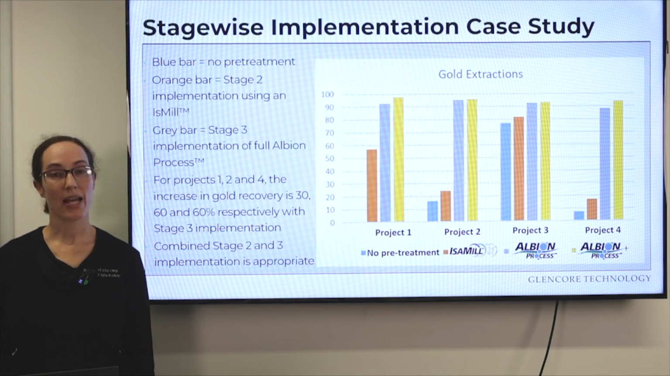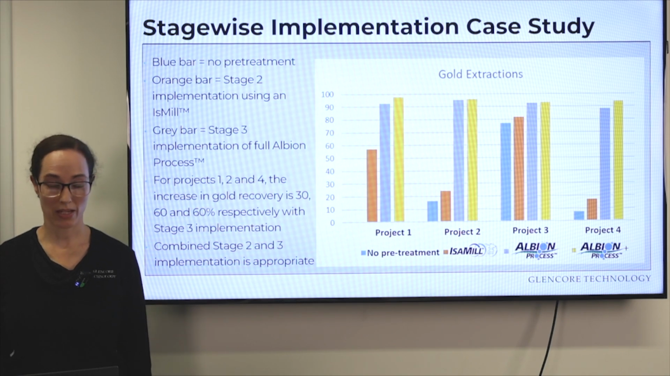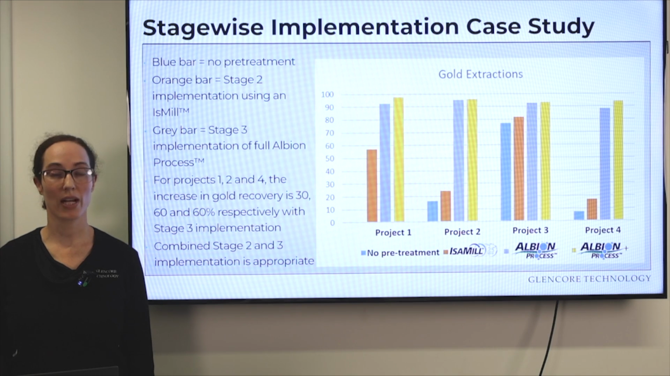The orange bar is the application of phase 2 or the ultrafine grinding in an IsaMill. In projects 2 and 4, there is not a significant uplift in gold recovery. And so for these projects, you would consider the current implementation of stage 2 and stage 3. The grey bar looks at the full implementation of the Albion process and gives the total gold recovery when the Albion process is applied. For projects 1, 2, and 4, the increase in gold recovery is 30, 60, and 60% respectively.